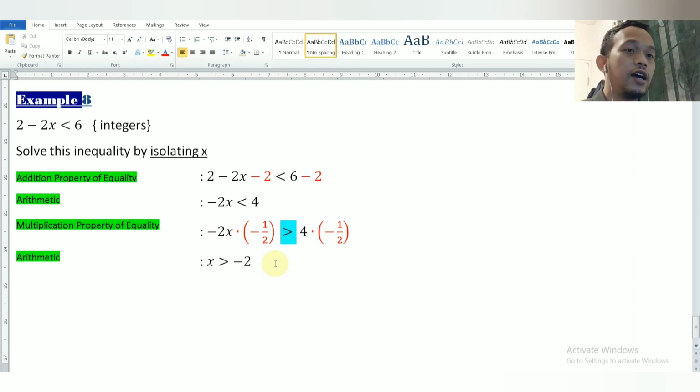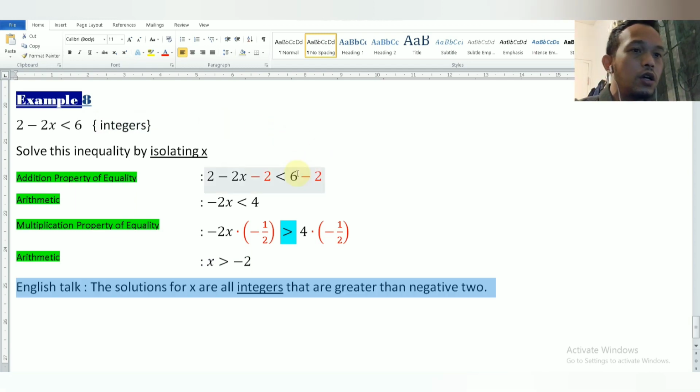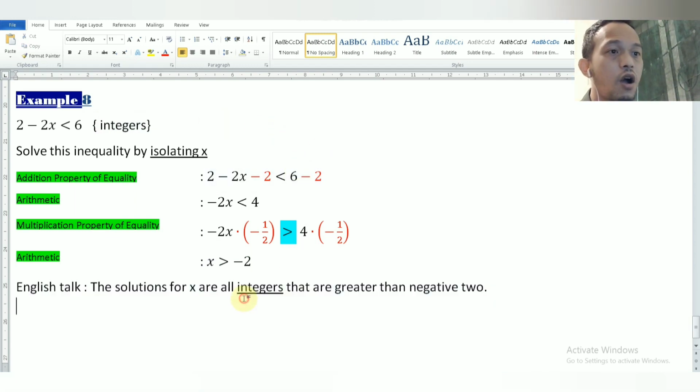From here, we can start to graph the number line. Before we graph, let's translate it first. Combine this final statement with the domain. It means all the solutions for your x are all integers that are greater than negative 2. All integers only. So it's not real numbers, it's just integers.